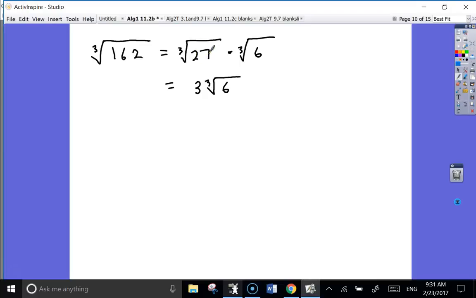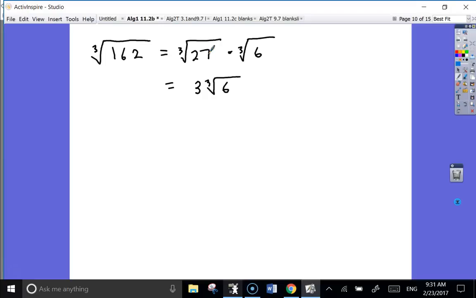Now this is more the long way of doing this. I'm going to show you next that we have the same kind of process that we did with the square root. So what we've done here is we found the biggest factor of 162 which is a perfect cube, and then we simplified that part of it. We can't simplify the whole thing because it's not a perfect cube.